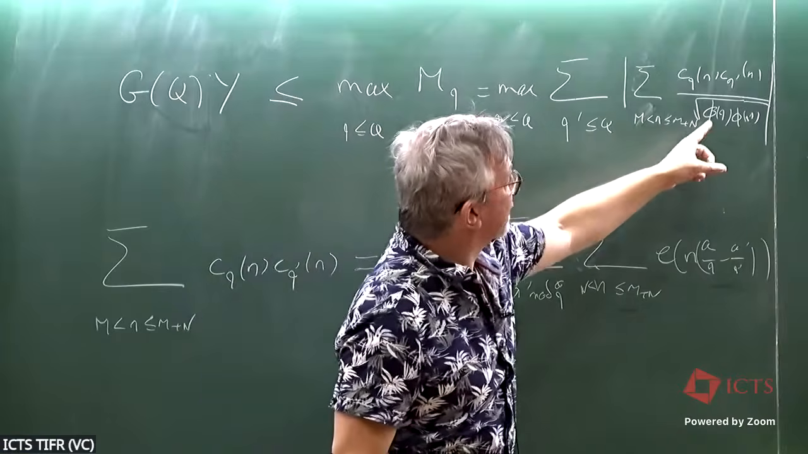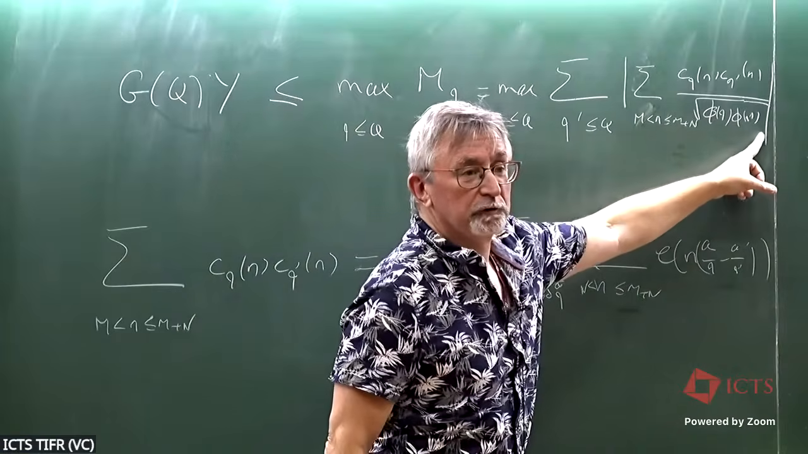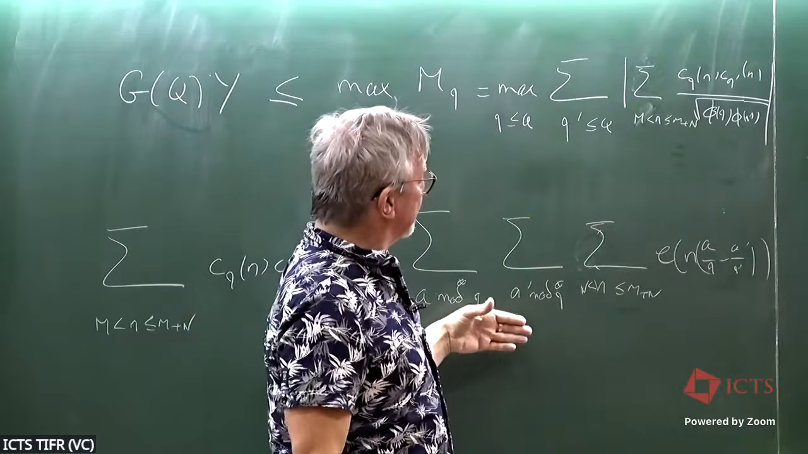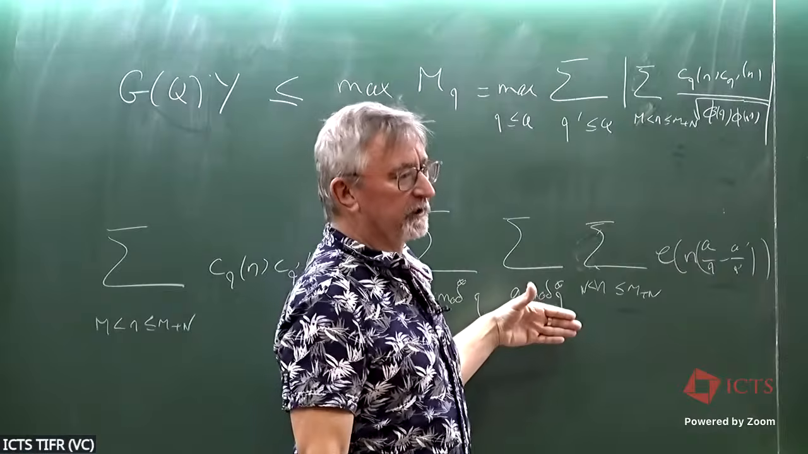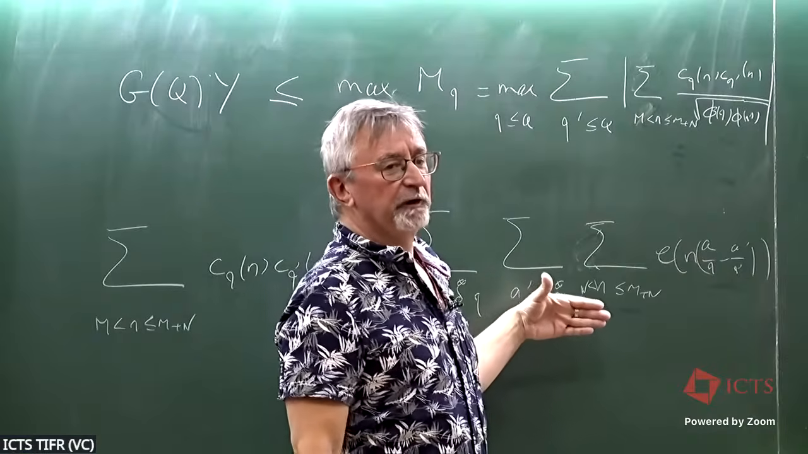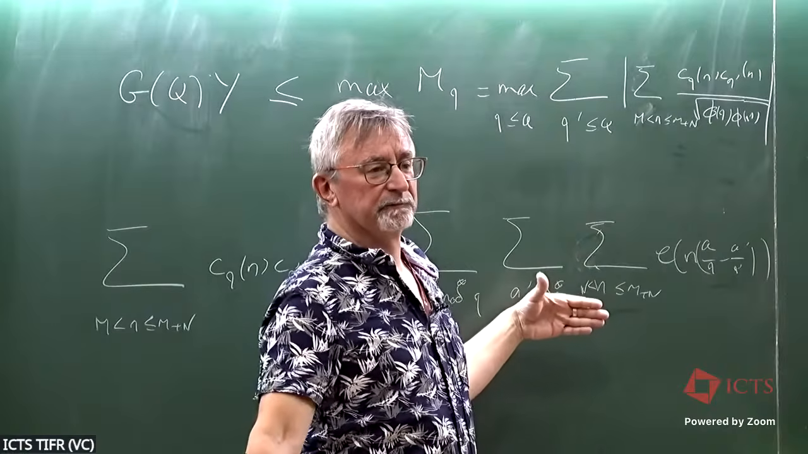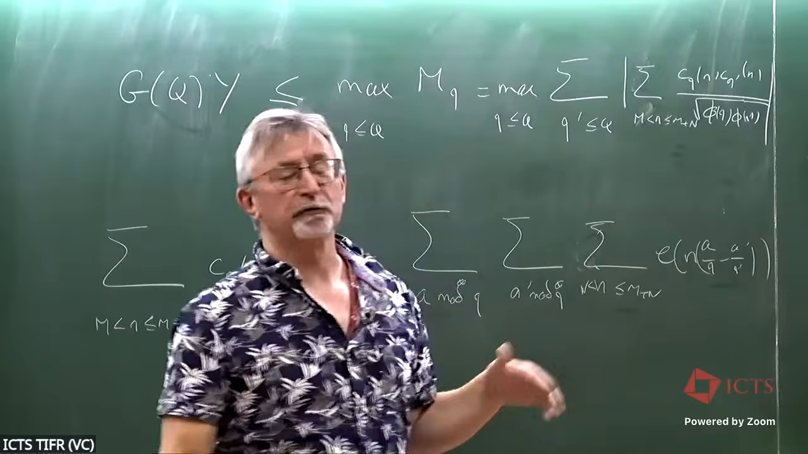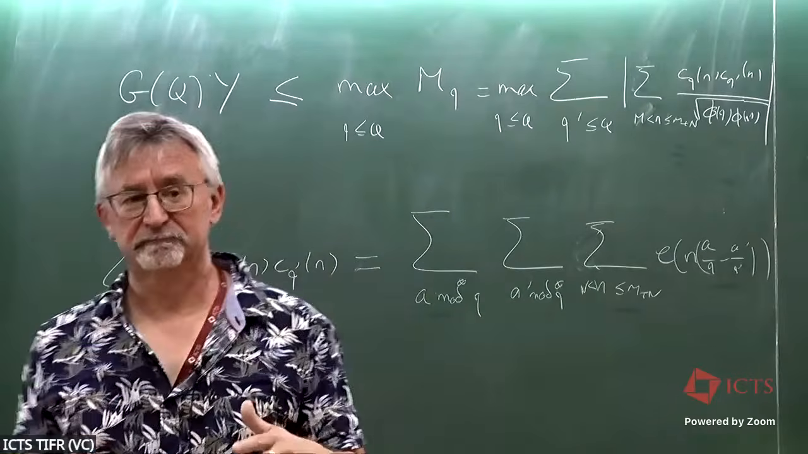You divide it by square root of 5Q square. So you divide it by phi of Q. So the main term, the diagonal, the term for A by Q equal A prime by Q prime, is equal to N plus zero term. Okay? The other ones amount will give you a big O of something.